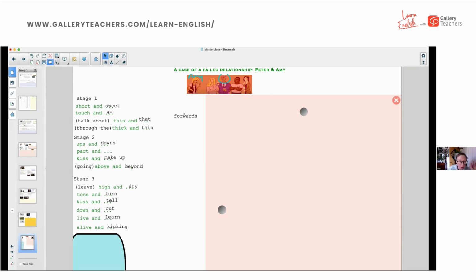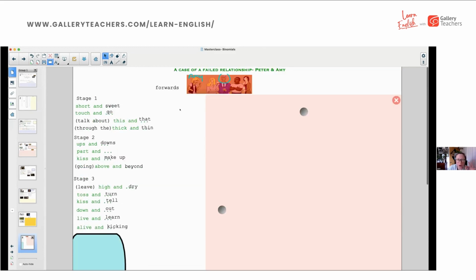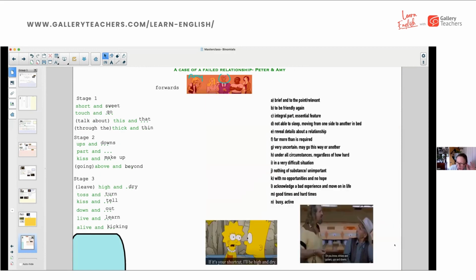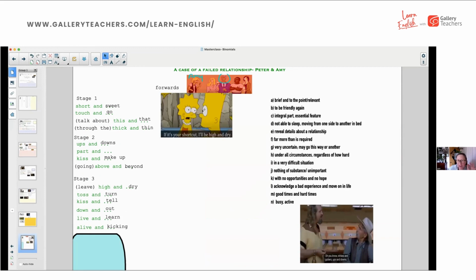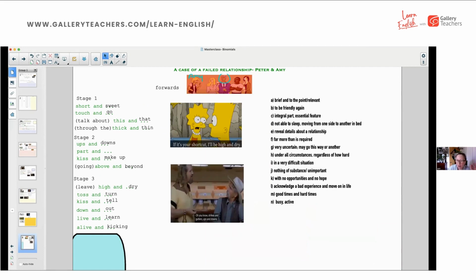Okay, so this was supposed to be parcel. Now, very quickly, what I want you to do is, first of all, look at this. You know The Simpsons. "If it's your shortcut, I'll be high and dry." So what Lisa is saying is, if I ever listen to you, I'll be in a very difficult situation at some point. And then we have the Big Lebowski, and ups and downs.